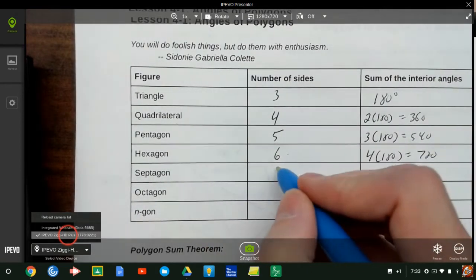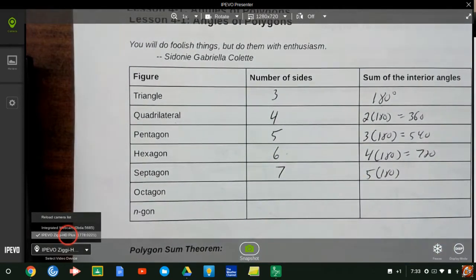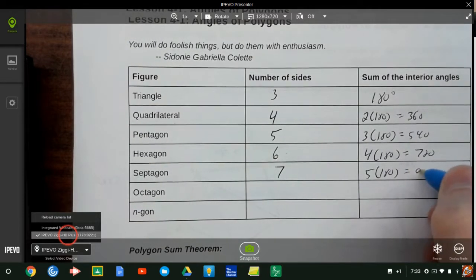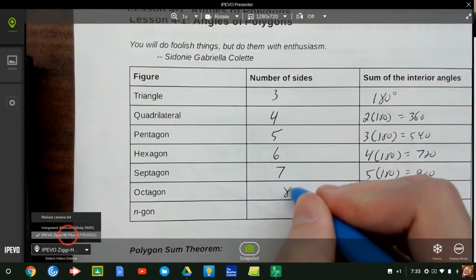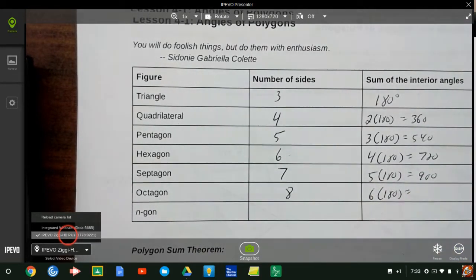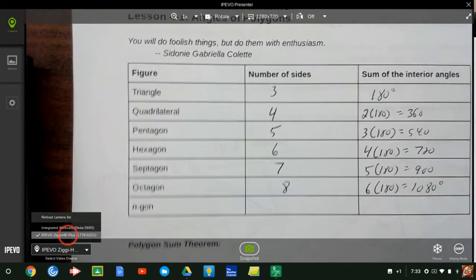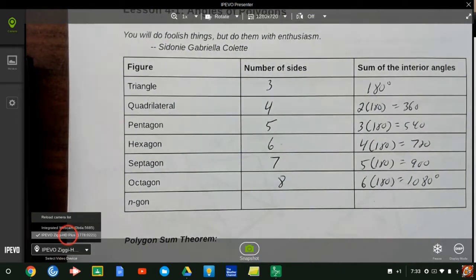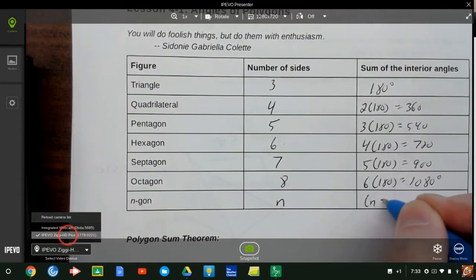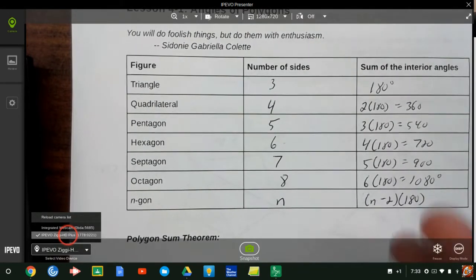So a septagon is 7 sides. So 2 less than that is 5. 5 times 180, 900 degrees for the sum of the angles. Octagon has 8 sides. So 2 less is 6 times 180, which gives me 1080 degrees. So if we have a number of n sides, we've said that the number of triangles we get is n minus 2. And I'm going to multiply that by 180. So that's a formula that we can use for any sized polygon.